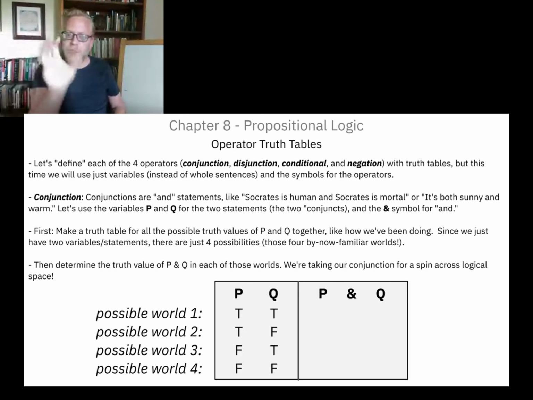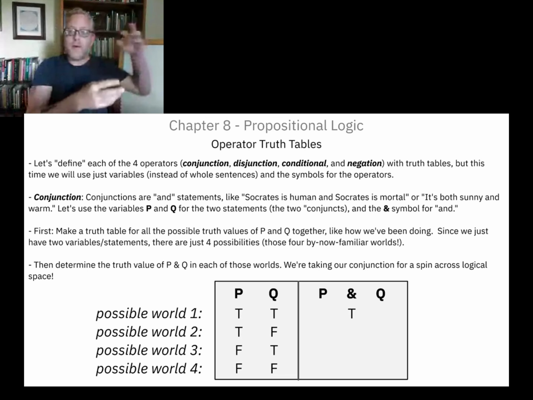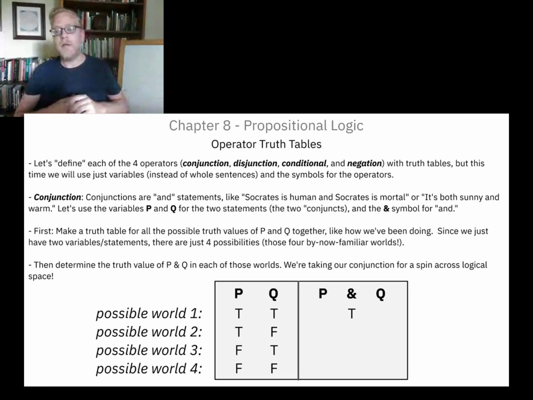We'll take that to each of the worlds and ask ourselves, is that statement true or false in that world? So if I were to say P and Q, and we go to possible world one, where P is true and Q is true, well, in that world, my statement P and Q would be true. We just saw this with the it's sunny and warm. It's the exact same thing. If I say it's sunny and warm, that's going to be true only in world one where it's sunny and it's warm. So hopefully you can already see how the rest is going to go.